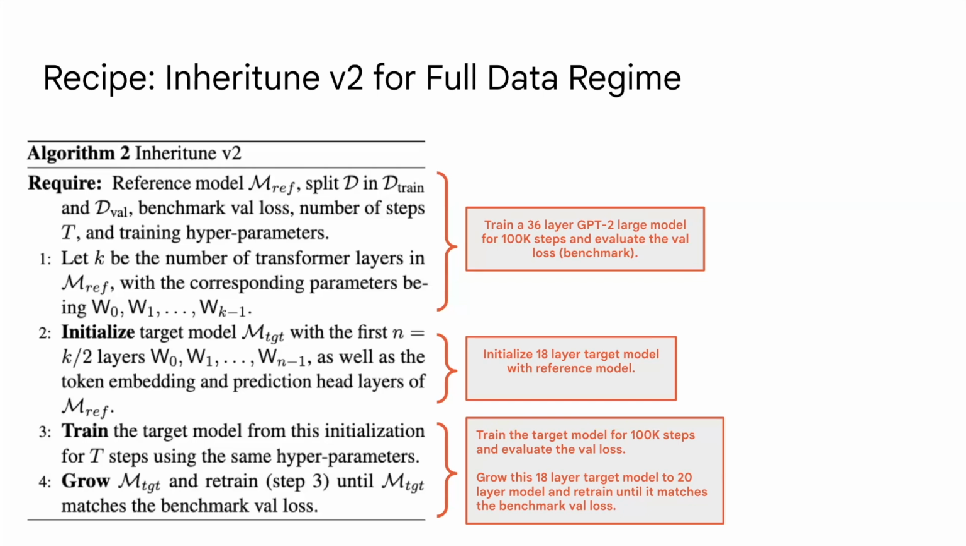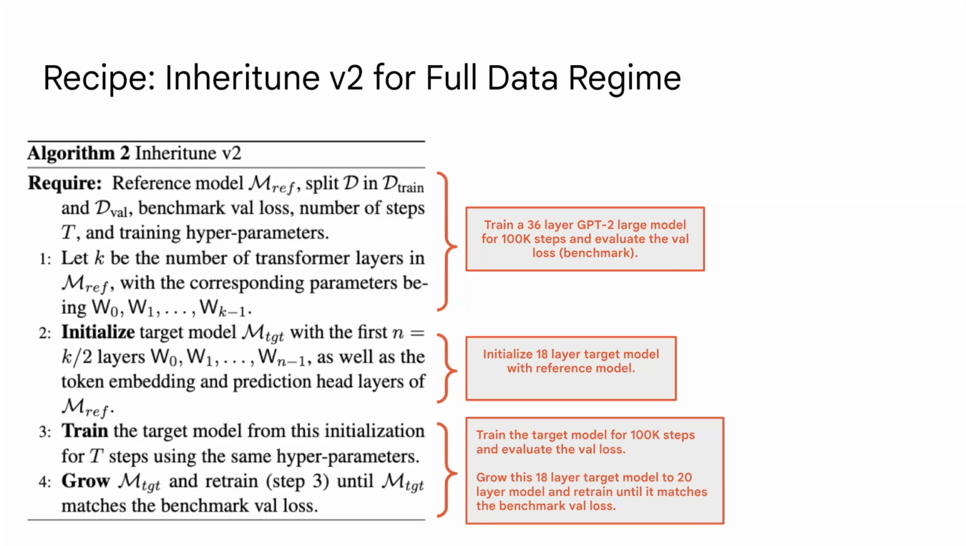Then we train for the same 100K steps and evaluate on val loss, and then see if it matches the val loss or not. If it doesn't match or if it's poorer than the val loss, then we keep on growing the model. In these experiments, I have grown this model by 2. I'm going to show you the results.